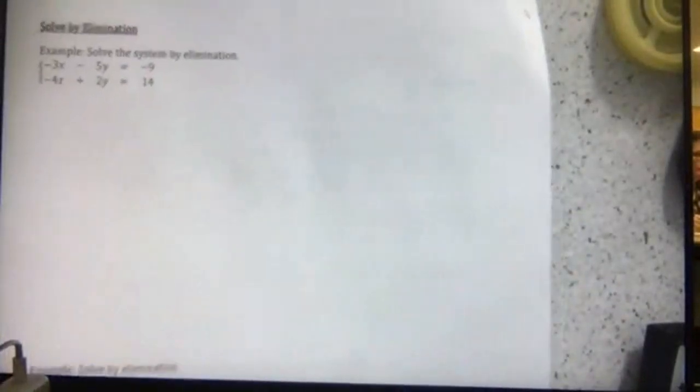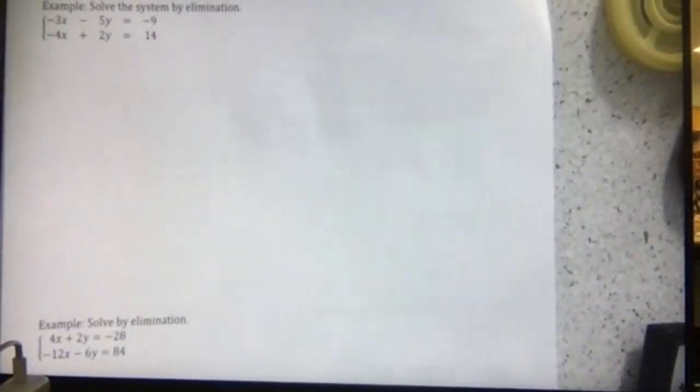All right, so elimination is the last method. Before, we substituted x equals or y equals to only get one variable. Now we're going to eliminate one variable whenever we add the two lines together. So if we had to solve by elimination, -3x minus 5y equals -9, and -4x plus 2y equals 14.